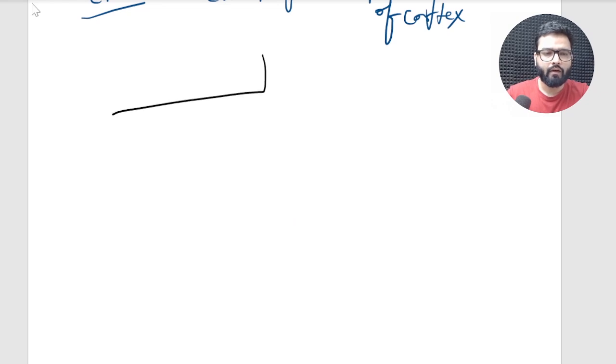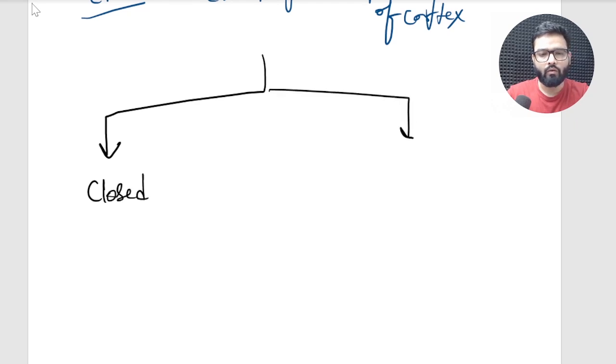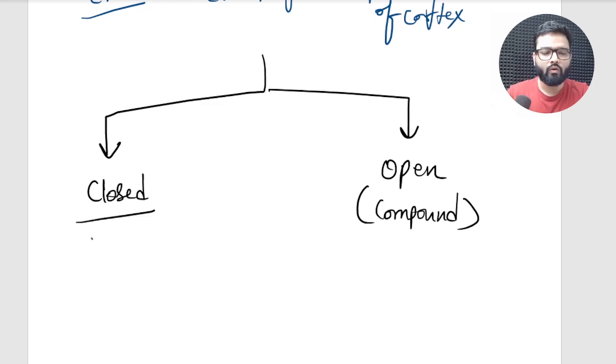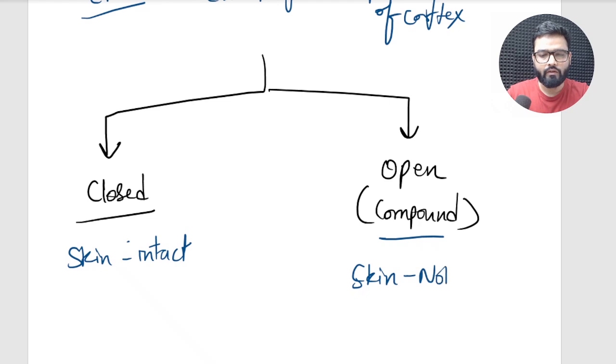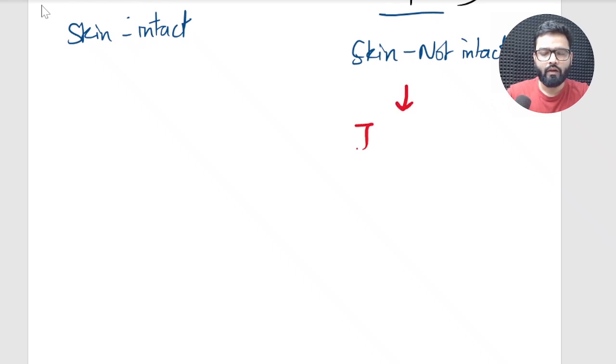The fracture can be divided further into a closed type and an open type of fracture. Open fractures are also known as compound fractures. In closed fractures, the skin is intact, while in open fractures, the skin has given way and it is not intact. This means the fracture fragments or the bone is in direct contact with the environment, which can lead to infection.